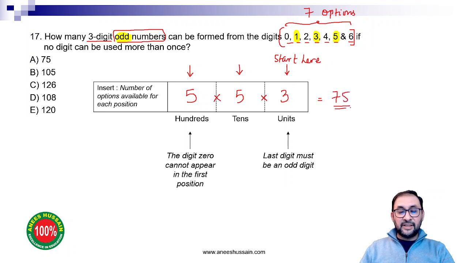So we can create 75 3-digit numbers such that they don't begin with a 0, they can't, and they must end in an odd digit. So the answer is 75. That's option A. I hope this is clear to all of you.